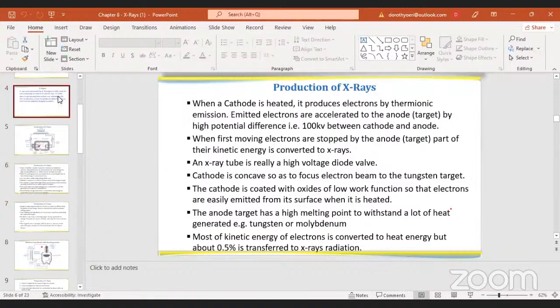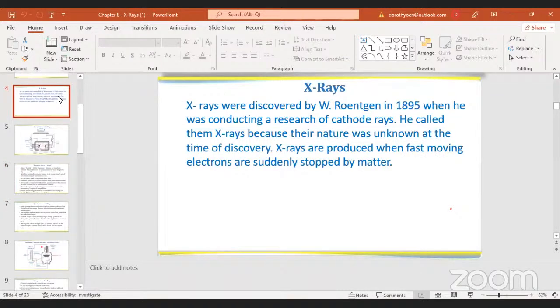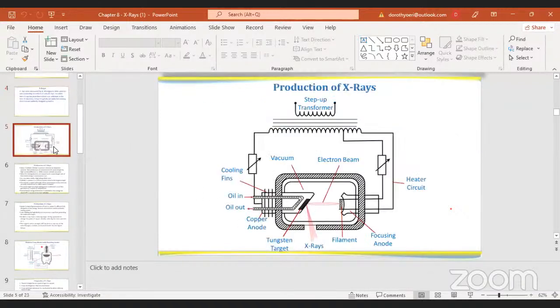X-rays are produced when fast moving electrons are suddenly stopped by matter. That is in the diagram. So when the electrons traveling from the cathode are suddenly stopped by the target, what you end up with is X-rays. I hope I've answered the person who was asking me the question.